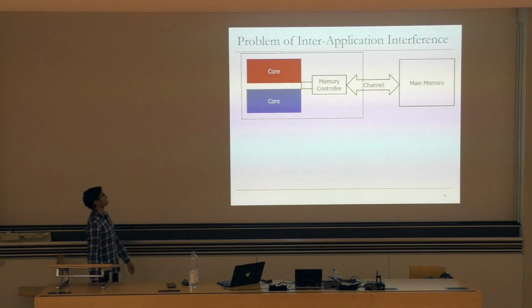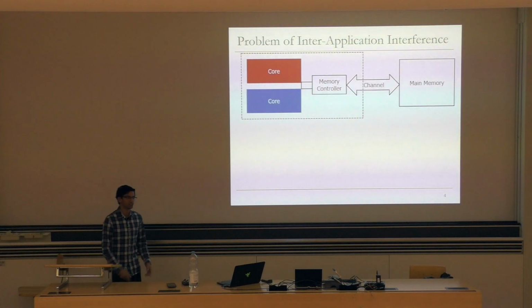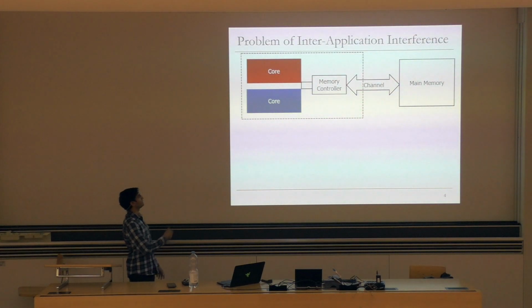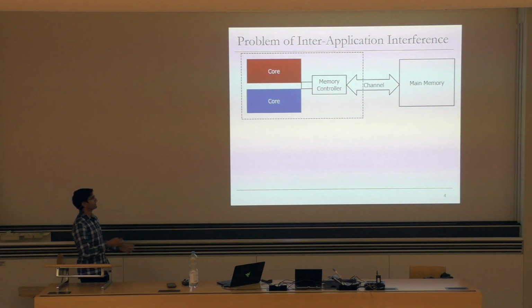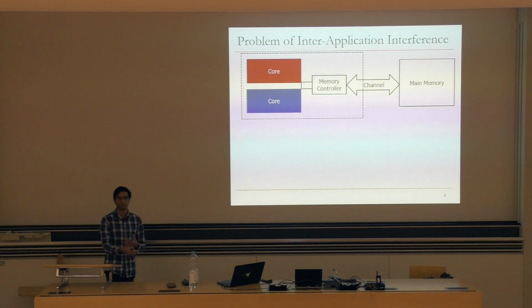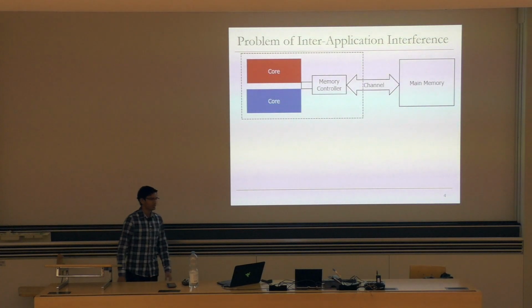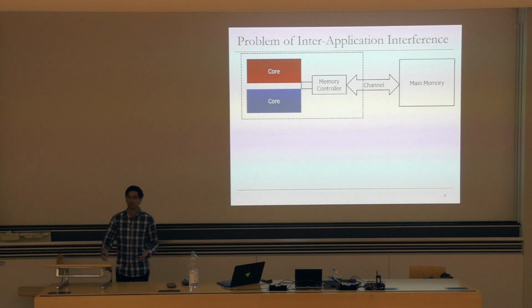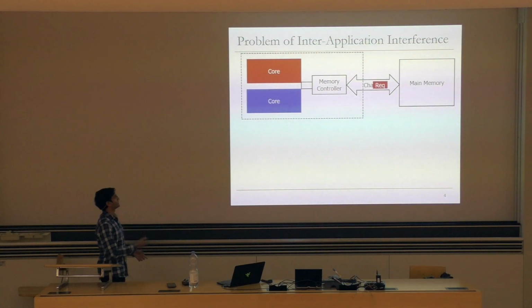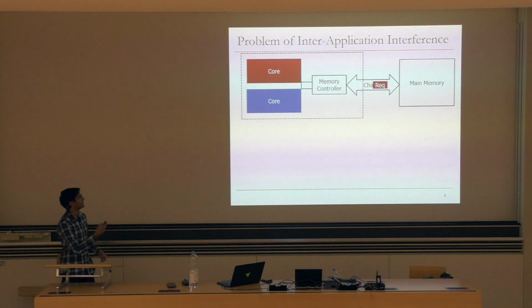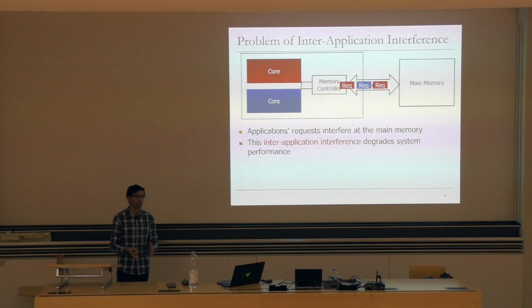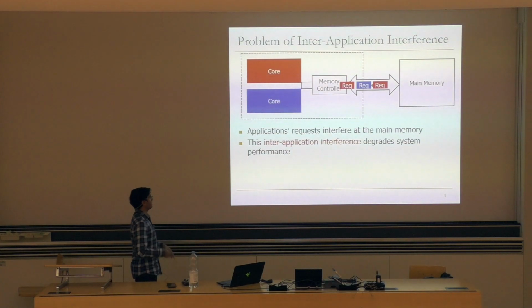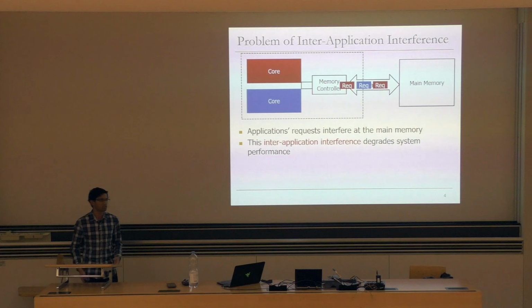The problem this paper was trying to attack is inter-application interference. Here we have a diagram of what a typical system might look like, with two cores, the red core and the blue core, connected to a single memory controller, and they communicate to main memory over a channel. These two cores run different applications and start making requests to main memory. The red core makes a request that goes to main memory, and the blue core makes a request, and we see that these applications' requests are interfering at main memory because they're going through a single channel to get there. This inter-application interference degrades system performance.